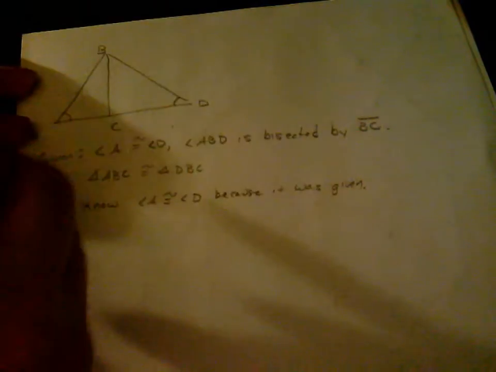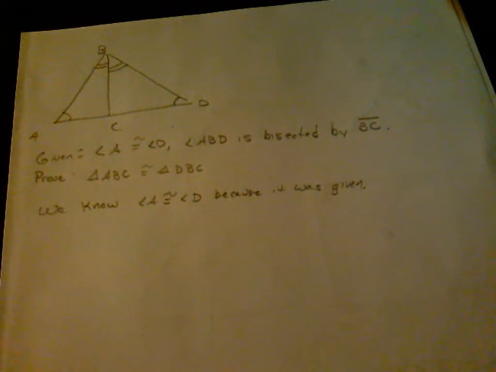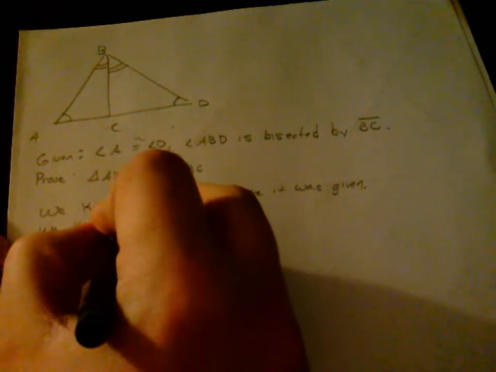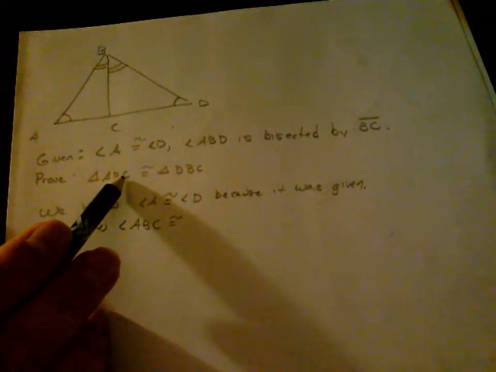So if I say this thing is bisected by BC, then that would mean that both the halves that it creates would also have to be congruent. So these two angles right here will have to be congruent because it cut this larger angle in half. So we know that ABC, now remember this is an angle, is congruent to DBC. So ABC is congruent to DBC.